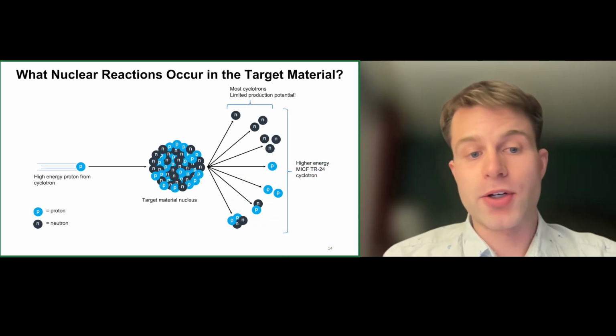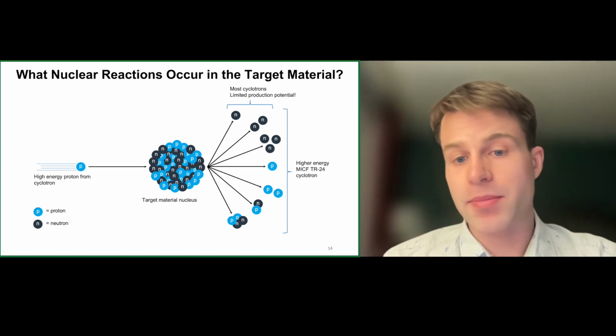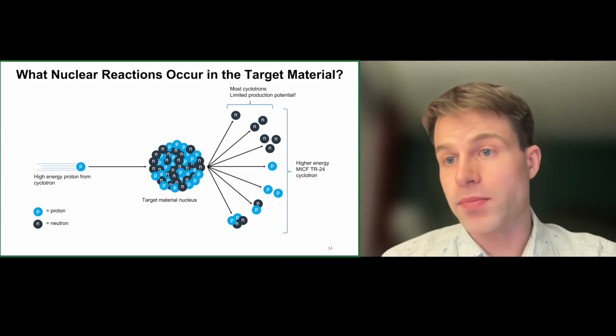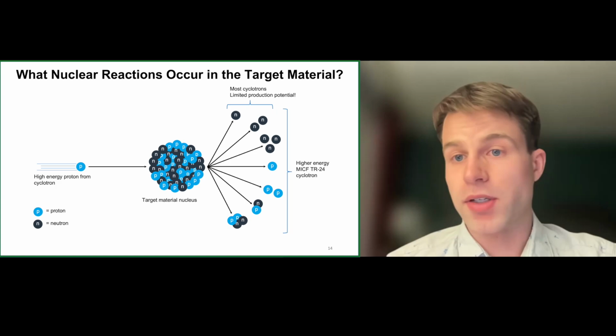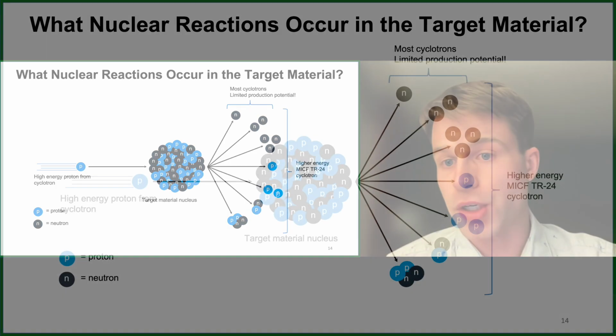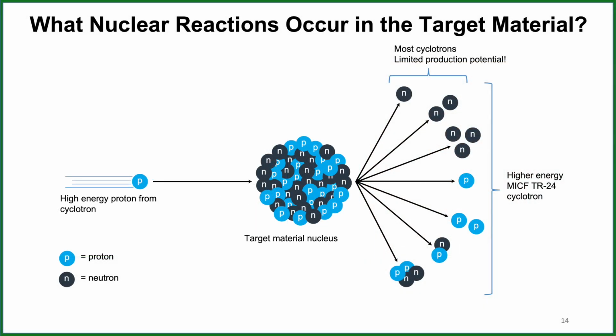So we have our high energy proton from the cyclotron. It slams into the nucleus and it enters the nucleus and kicks out either, say, a neutron or two neutrons. And this is what most cyclotrons can achieve because they're lower energy. But if you have sufficient energy, you could also kick out three neutrons, a proton, two protons, a deuteron, or an alpha particle. And this is what our cyclotron at the U of A South Campus can do. So it lets us make many more exotic radionuclides that other cyclotron facilities cannot produce.